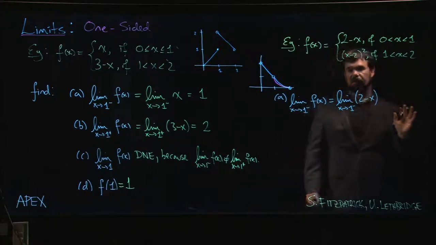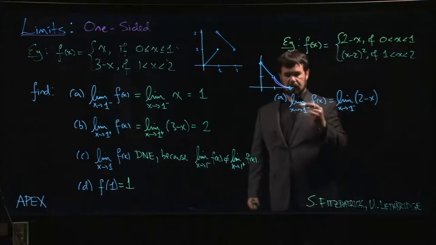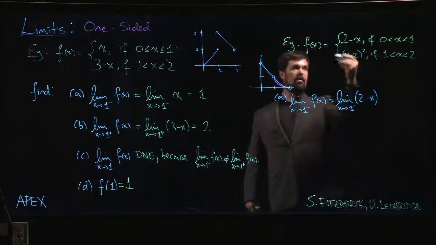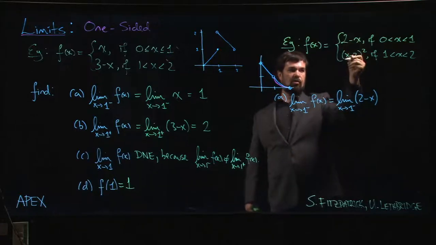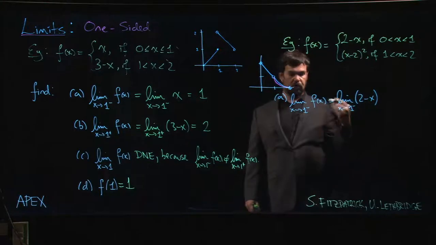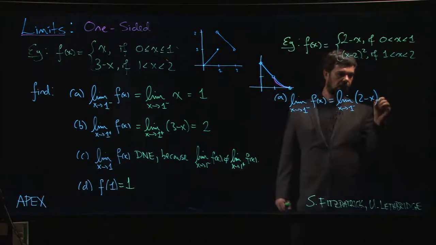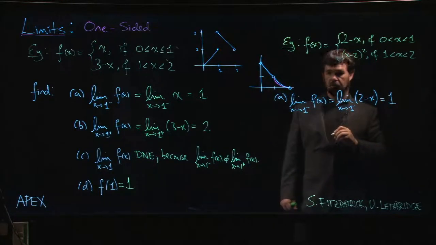And just like in the last example, the whole role of the one-sided limit here is in telling us which of these two expressions to choose. Having chosen the expression, we evaluate as usual. 2 minus 1 is equal to 1. Okay.